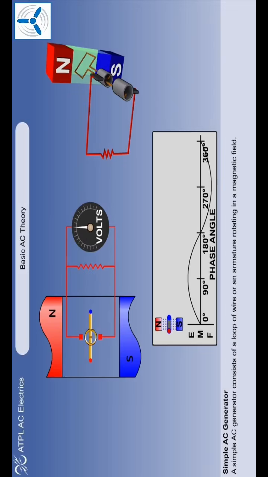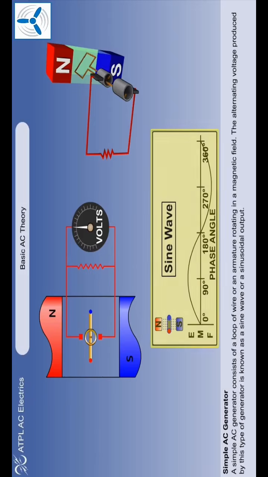The EMF now begins to fall again, until the circle is completed. The coil is again moving parallel to the field, the EMF is 0, and the cycle begins again. The alternating voltage produced by this type of generator is known as a sine wave or a sinusoidal output.